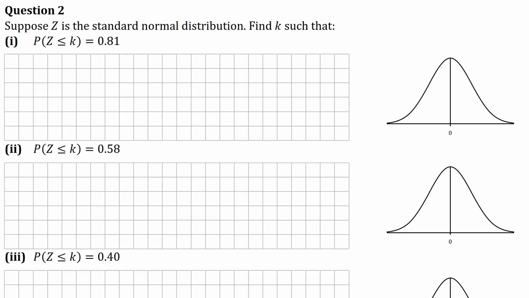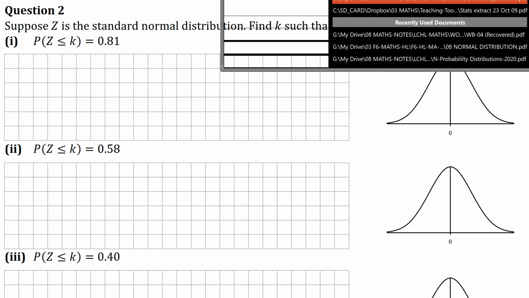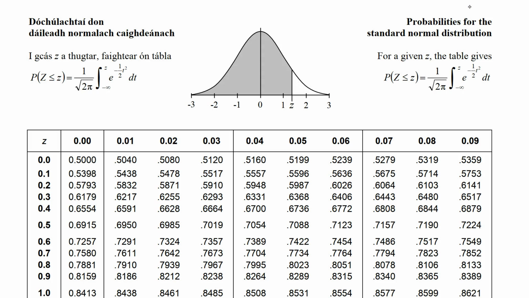Okay, so in question 2 here, we're looking at reading the Z tables in reverse. Basically, we're given the probability and we're asked to find what Z score corresponds to that. So just a wee look at your tables. What we must realize here is our tables book only works with positive numbers.